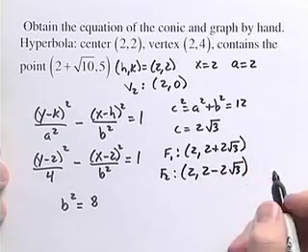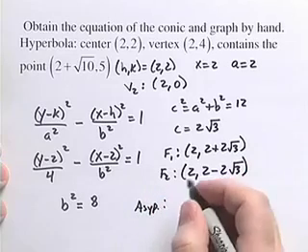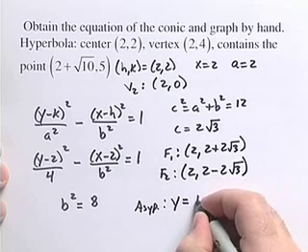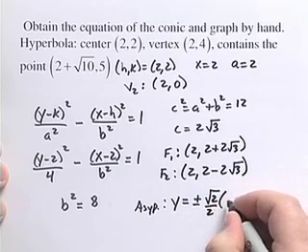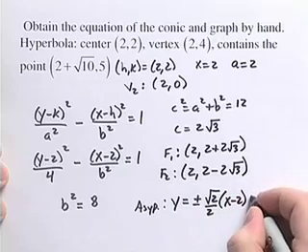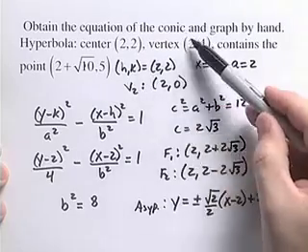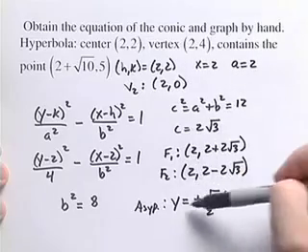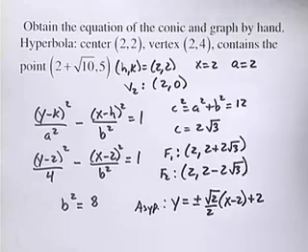The asymptotes are going to be given by the equations y equals plus or minus (√2 / 2) times (x - 2), and then plus 2. So we have our center, we have our 2 vertices, we have our 2 foci, and we have our asymptotes. Using all this information, we can go ahead and sketch a graph.